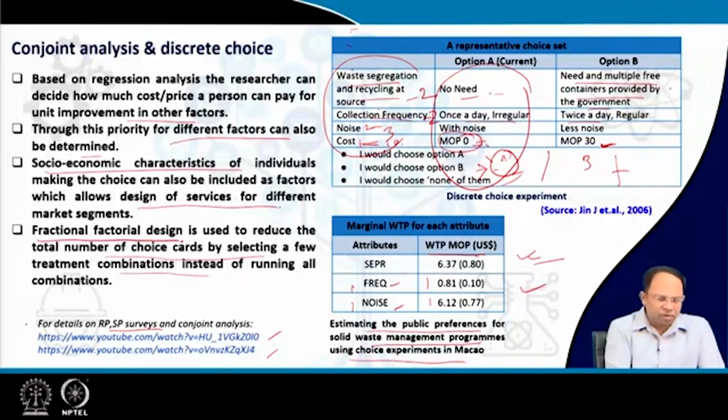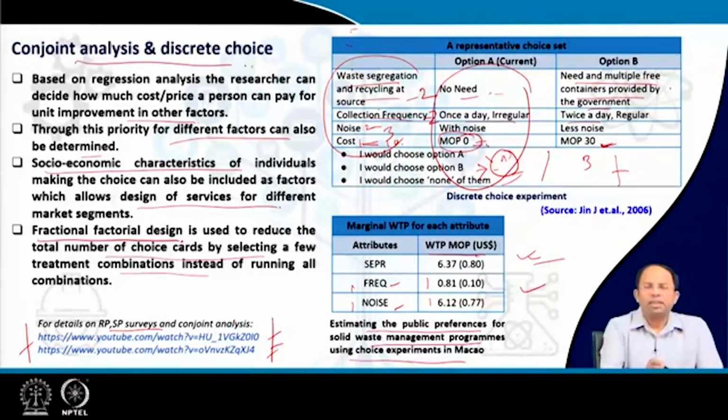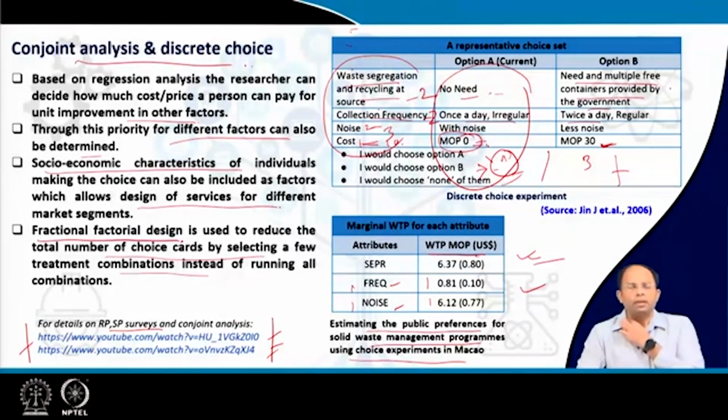Again, for details on fractional factorial design and how to create RPSP surveys, you can follow these videos. But understand this: for WTP, conjoint analysis and discrete choice analysis are the main techniques for conducting WTP experiments. Open-ended and conjoint valuation can also be done, but these are more standard techniques, and they give us more robust results, right?